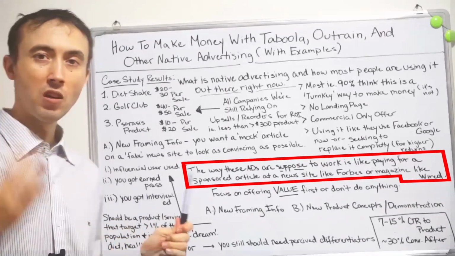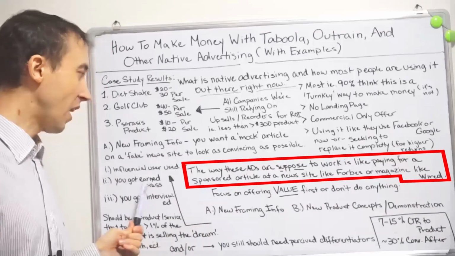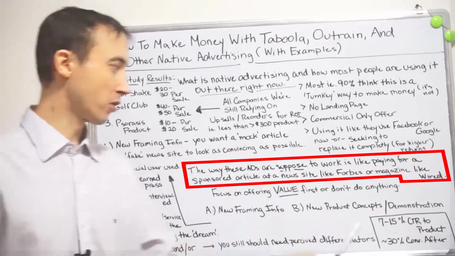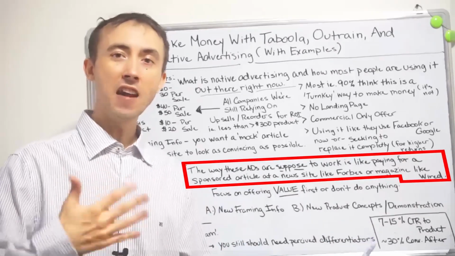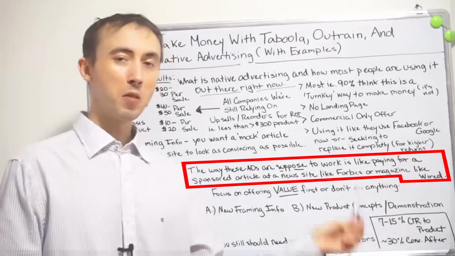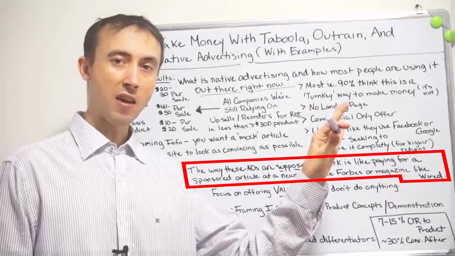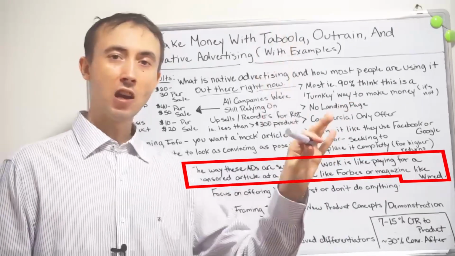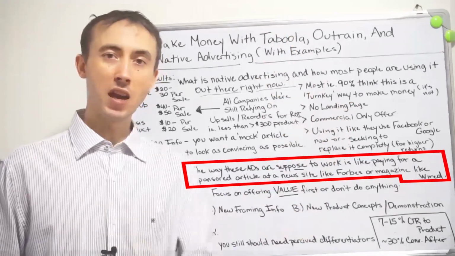So you take them to the article and you try to get them to click through. You'll know if you've got an article that works if you can get between 7 and 15% click-through rate from the people who click through your Taboola ad or your Outbrain ad, get to the article, read it, and then click through to your product page.